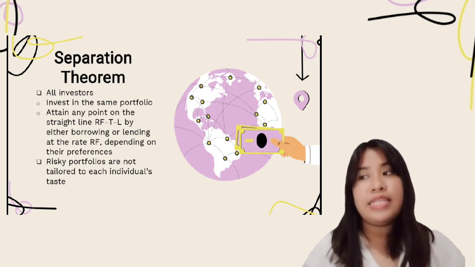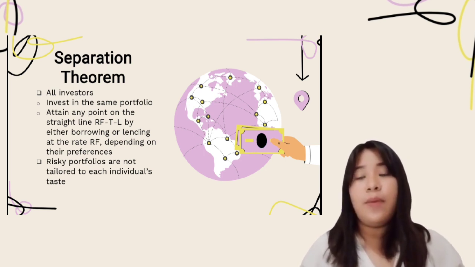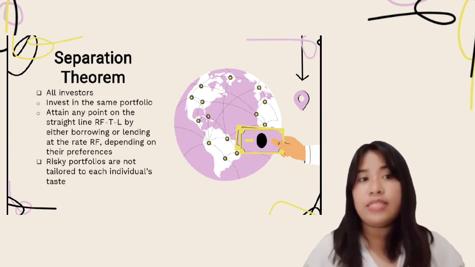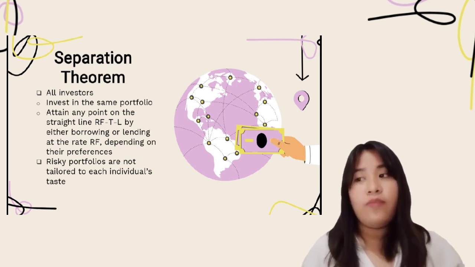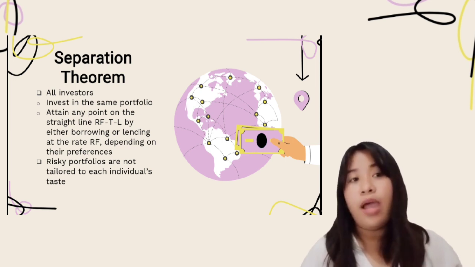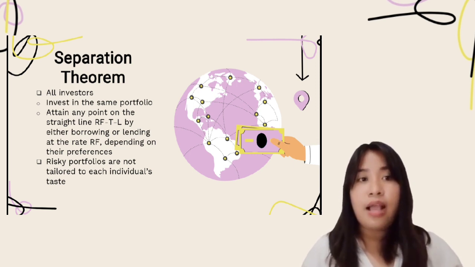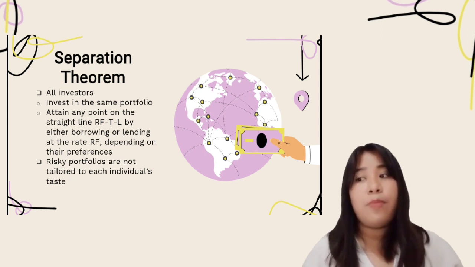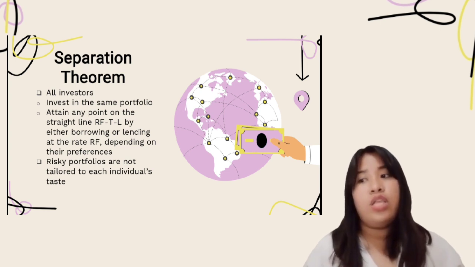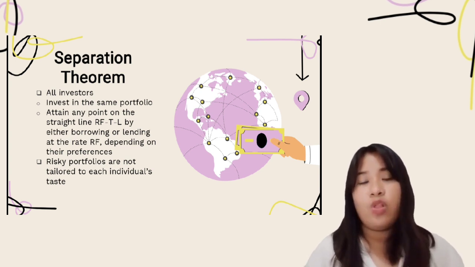So, the next one is separation theorem. So, sinasabi dito all investors. So, sinasabi dito na yung lahat na investors na yun is nag-invest sa same portfolio. Dito is ina-attain nila, yung mga investor na yun, ina-attain nila yung straight line from RF to T hanggang L by either sa pagpapahiram or pagpapautang sa rate ng RF. Pero nakadepende yun sa preferences nila, kung ano ba yung gusto nila, ganyan. Risky portfolios are not tailored to each individual taste. So, yung risky portfolios na yun, hindi yun inaangkop sa taste ng bawat isa.